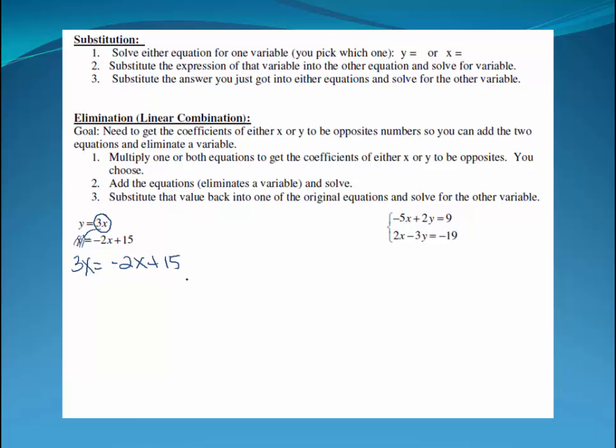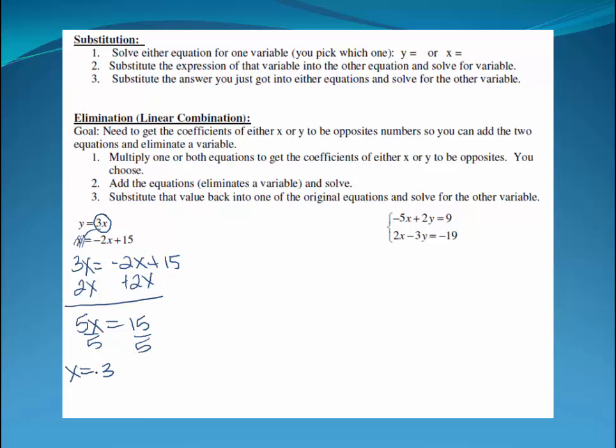And if you do the substitution correctly, you should only have one type of variable. In this case, I have all x's. And now we're just going to solve normally, so we're going to add 2x to both sides. And then you're going to divide by 5. And you're going to get x to equal 3.